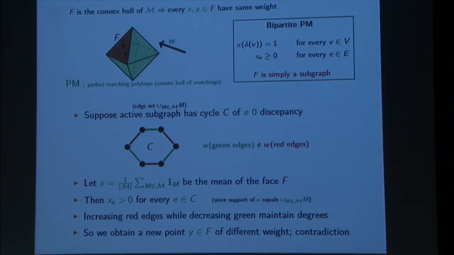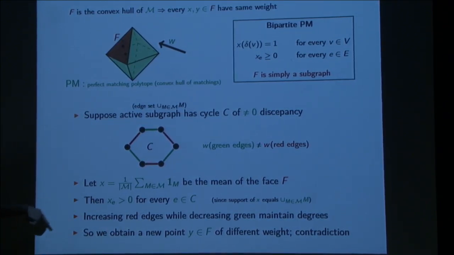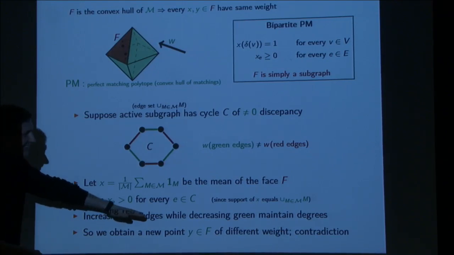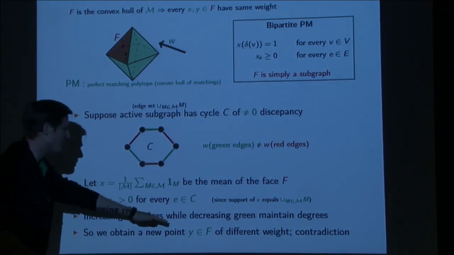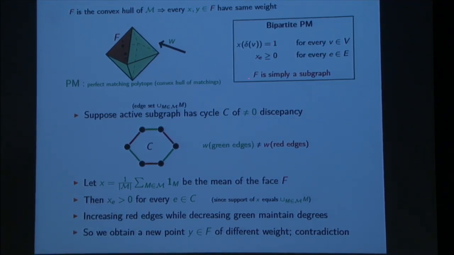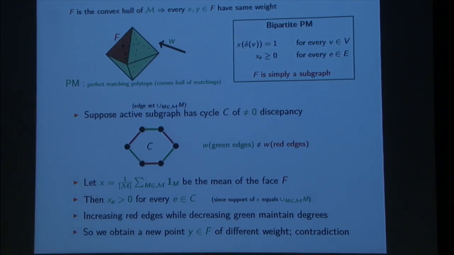So that's the proof. Here we are crucially relying on the bipartite perfect matching polytope being described only by these inequalities, because this preserves feasibility. These are the inequalities we have to worry about. If we had more inequalities, we would have been in trouble.